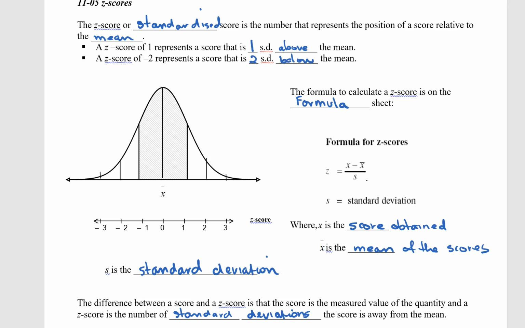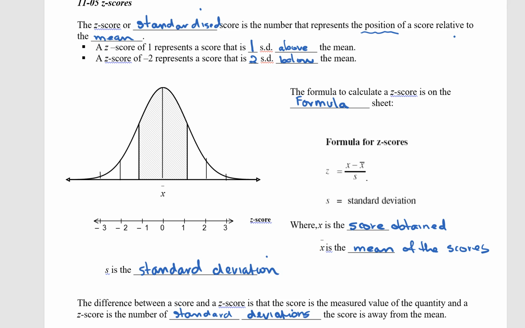So filling out the notes, it says that a Z-score or a standardized score is the number that represents the position of the score relative to the mean. So a positive Z-score is above the mean, and a negative Z-score means you're below the mean. So automatically you can see by the Z-score whether you're above or below the mean.